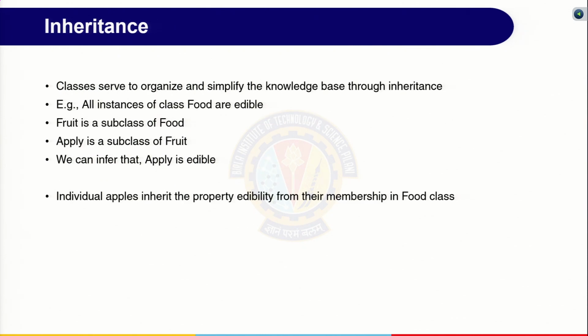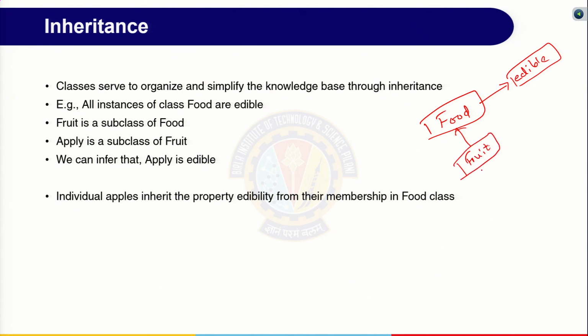One of the primary reasons that we have classes is to use the property called inheritance. So let's say we have a class food, and we have a property that this class is edible. Now we have a subclass of food. Let's say we have a class fruit. And further, we have another subclass of fruit. Let's say we have apple here.